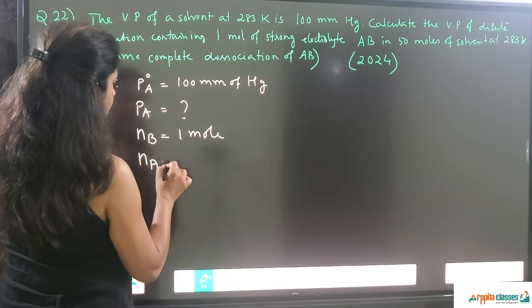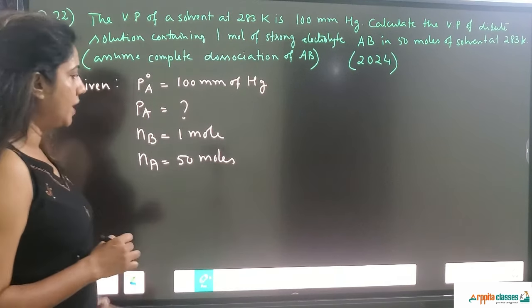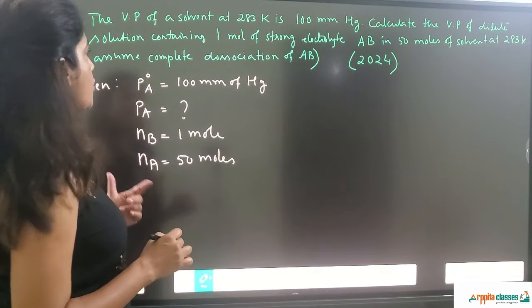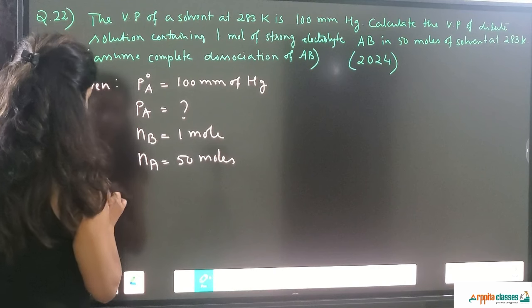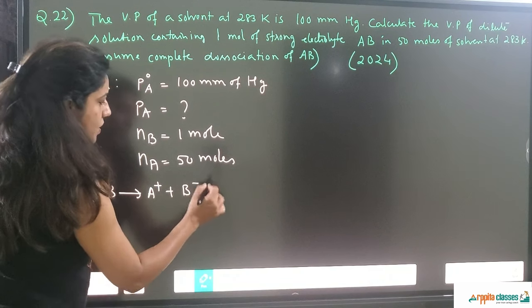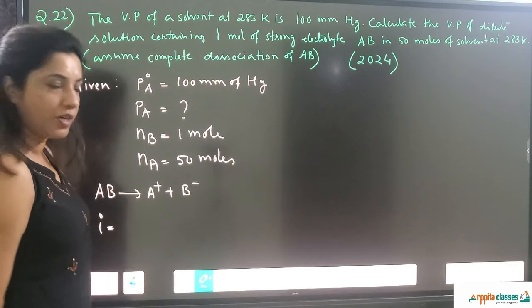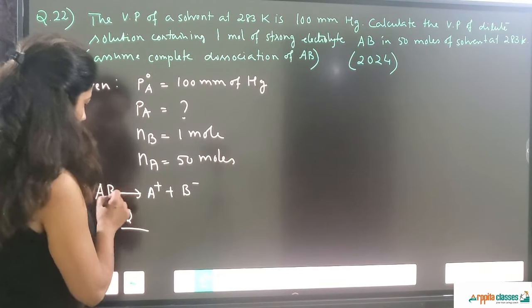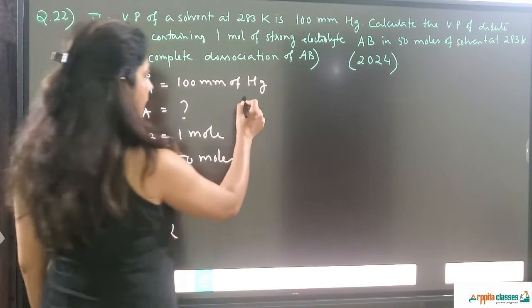So Na is equal to 50 moles, it is given, and at 283 Kelvin the temperature remains constant. Assume complete dissociation of Ab. We have to consider Ab is completely dissociated, that means Ab dissociates to give you A plus and B minus. From here we can see I is equal to the number of particles after dissociation, which is 2, divided by the number of particles before dissociation, which is 1. So I is 2.